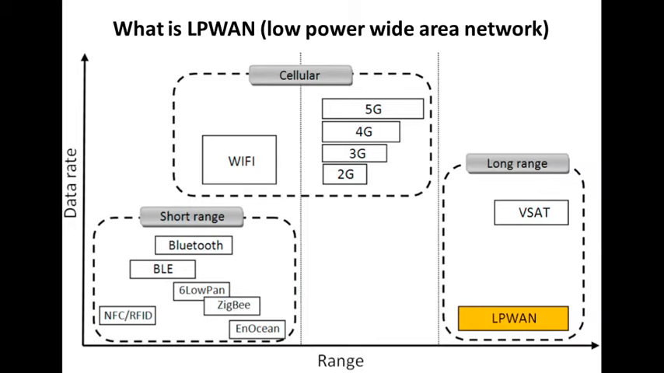First of all, I would like to share with you what LPWAN, Low Power Wide Range Network, is. It's the term for communication technology for longer distance transmission with lower power consumption. By data rate and coverage range, we separate different wireless communication into three groups.